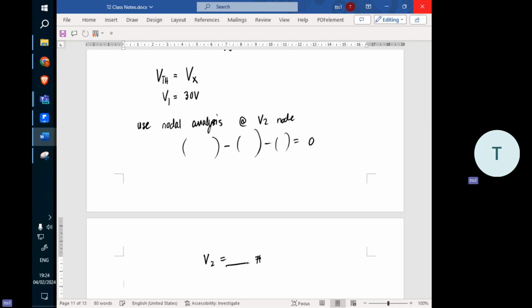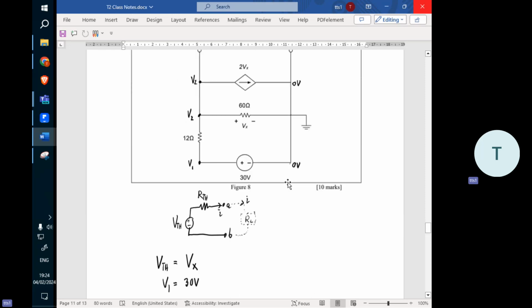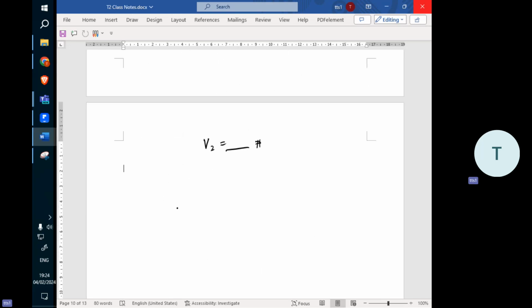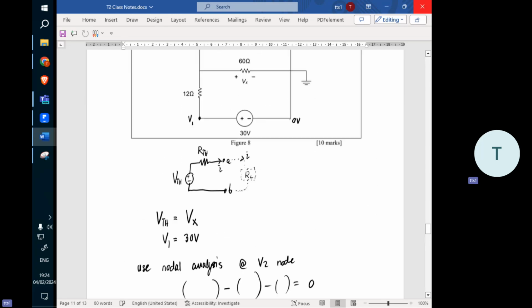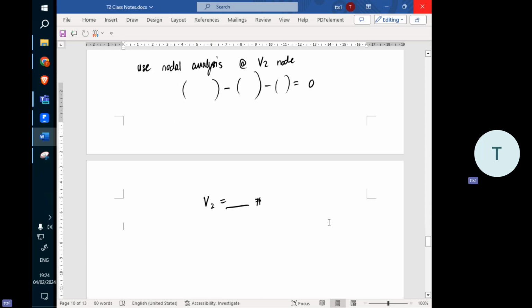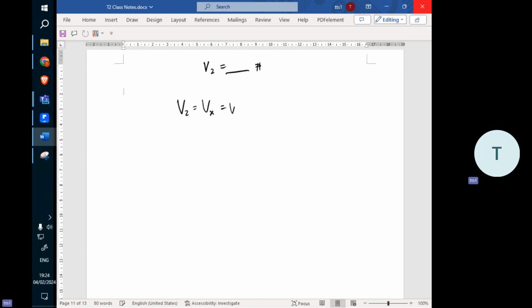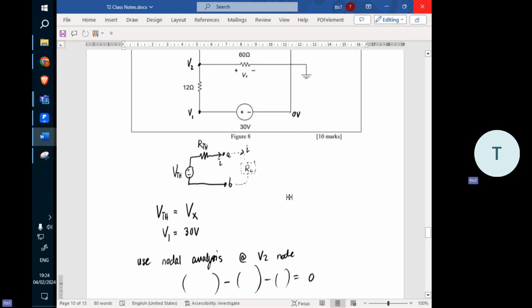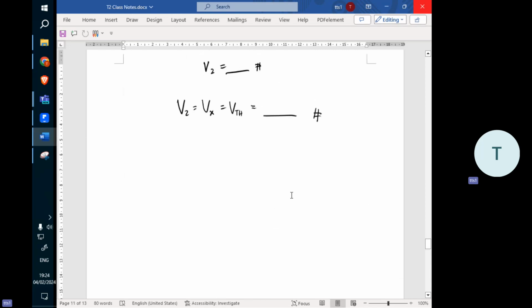Okay, and since Vx is between 0 volt and V2, V2 is equal to Vx. And then Vx is equal to VTH. So you can say it's quite simple in this manner. So this is your answer. At least you have found the VTH already, because we need to find VTH and RTH, right? So your next task, of course, is to find the RTH.